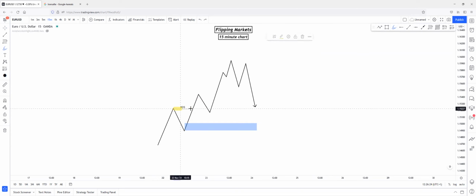As you can see, this broke structure to the upside. So it will be a valid demand zone. The third criteria will be it has to create or collect liquidity, but we'll talk about that later. Okay, we have the first demand zone right here.